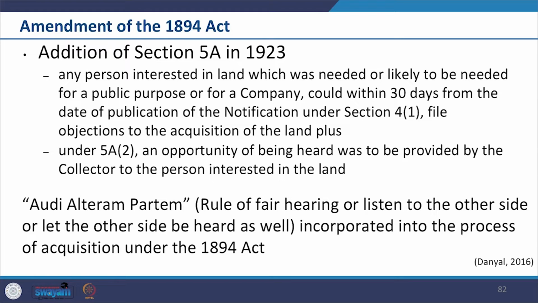By this amendment, audi alteram partem, a Latin phrase meaning listen to the other side, or let the other side be heard as well, which is a cardinal and very important principle of natural justice, was incorporated into the process of acquisition under the Act.